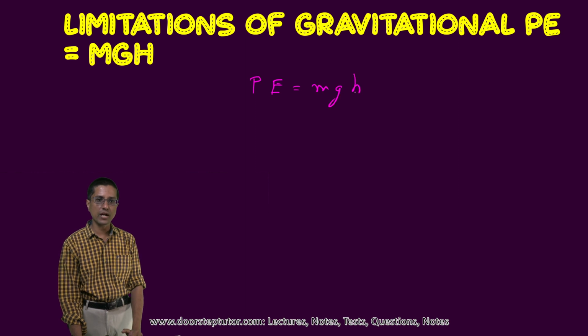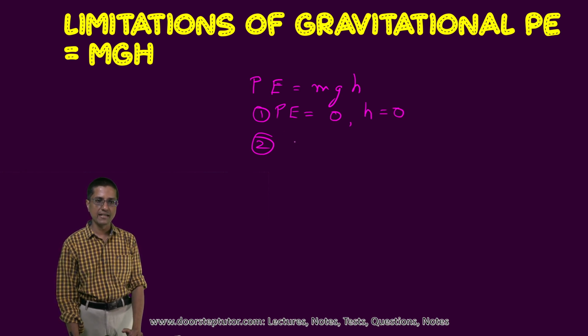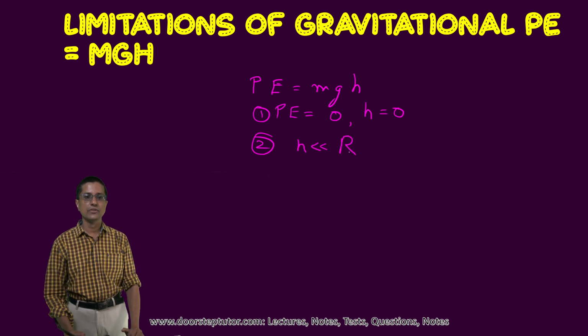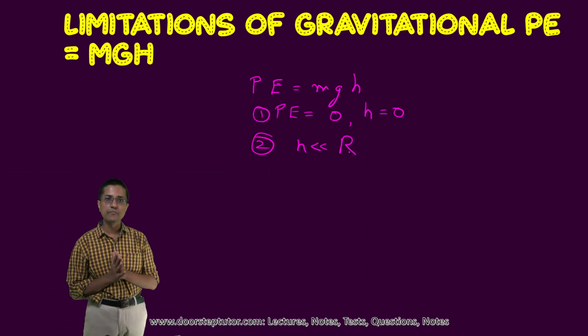Those two are the simplifying assumptions that we are making: that PE is equal to 0 at h equal to 0, and the second is that H is much less than R. So hopefully everything is now clear. We have completely understood these concepts.